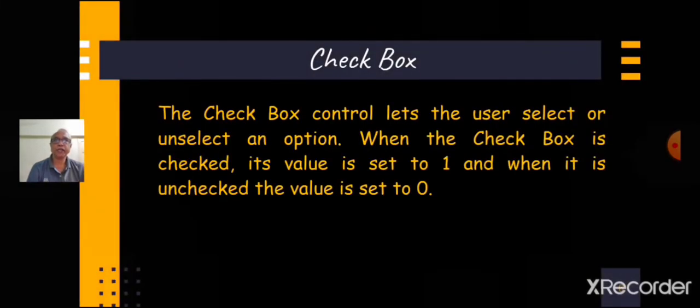Checkbox. The checkbox control lets the user select or unselect an option. When the checkbox is checked, its value is set to 1, and when it is unchecked, the value is set to 0. We can include the statements Check1.Value = 1 to mark the checkbox and Check1.Value = 0 to unmark the checkbox and use them to initiate certain actions.